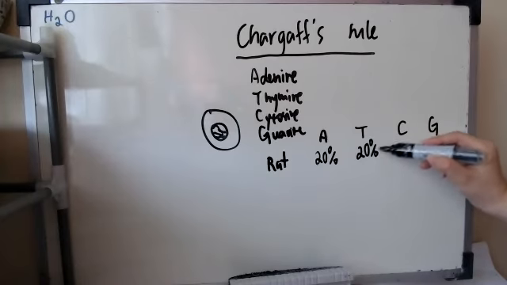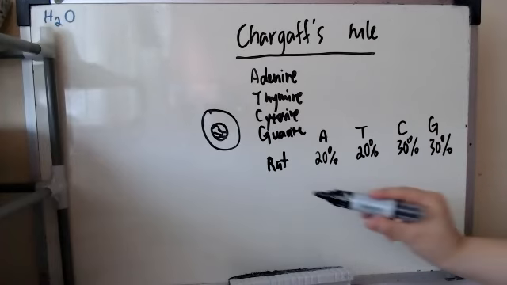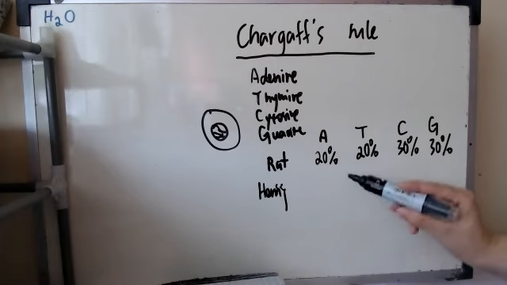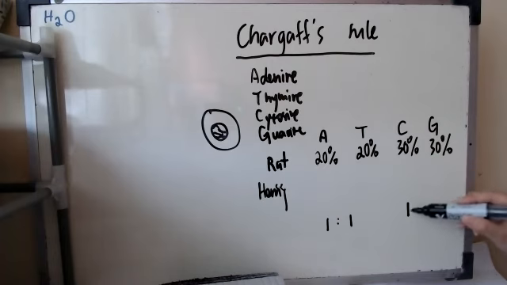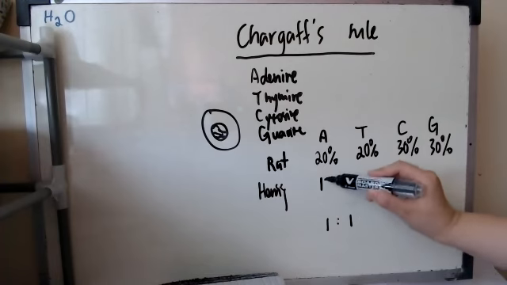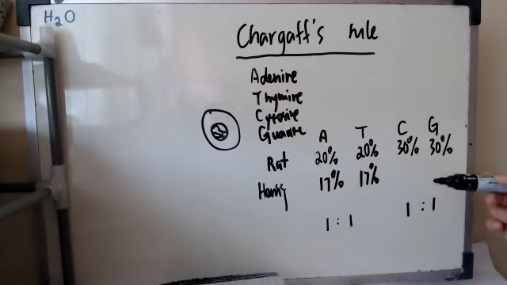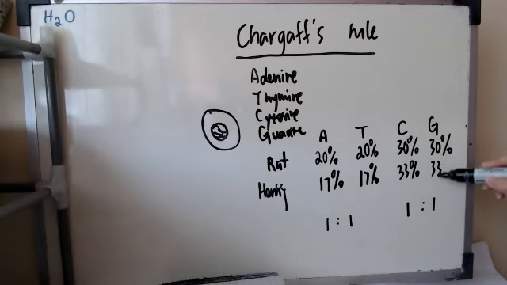but what he concludes is he noticed most of the organisms that he analyzed have close to a 1:1 ratio between A and T, and a 1:1 ratio between C and G. Herring is a type of fish. Say it has 17% A. T will also be close to 17%, probably 17.3 or 16.9, something like that. C would be 33, something like that.